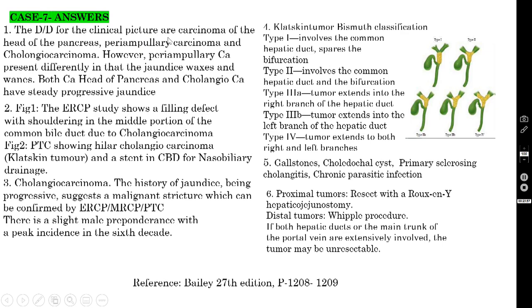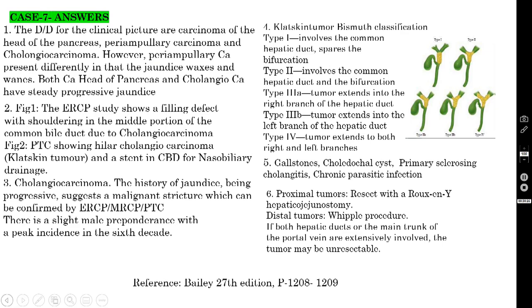The DD for the clinical picture are carcinoma of the head of the pancreas, periampullary carcinoma, or it could be cholangiocarcinoma. However, periampullary carcinoma presents differently in that the jaundice waxes and wanes. Both CA head of the pancreas and cholangiocarcinoma have steady progressive jaundice, not like periampullary carcinoma.